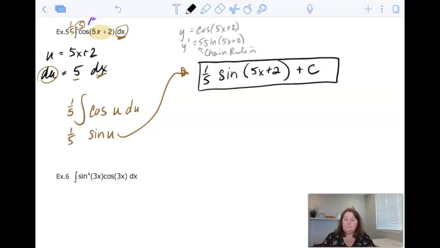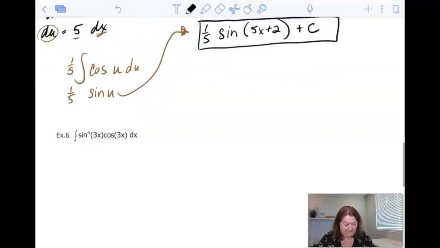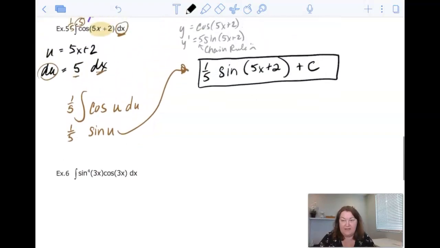Ready for a really super challenging one? I think this is our last one. Another trig function, but now look at that. The 3x, if we're doing a derivative, would definitely have been chain rule. And then we've got the first one that's really sine of 3x to the 4th power, right?